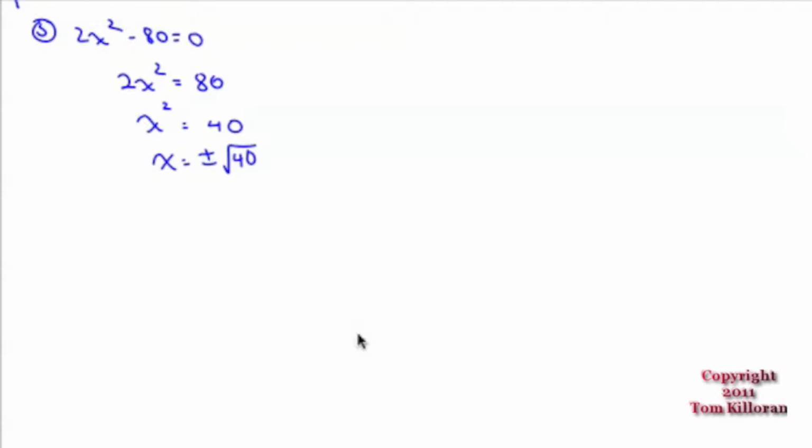Now, is that the answer? No, because the square root of 40 can break down. 2 goes into 40 20 times, 2 goes into 20 10 times, 2 goes into 10 5 times, so you can pull out a 2 and leave behind 10. So this becomes x is equal to 2 square roots of 10 or negative 2 square roots of 10, one for the positive and one for the negative. That's why I keep forgetting to break that down.